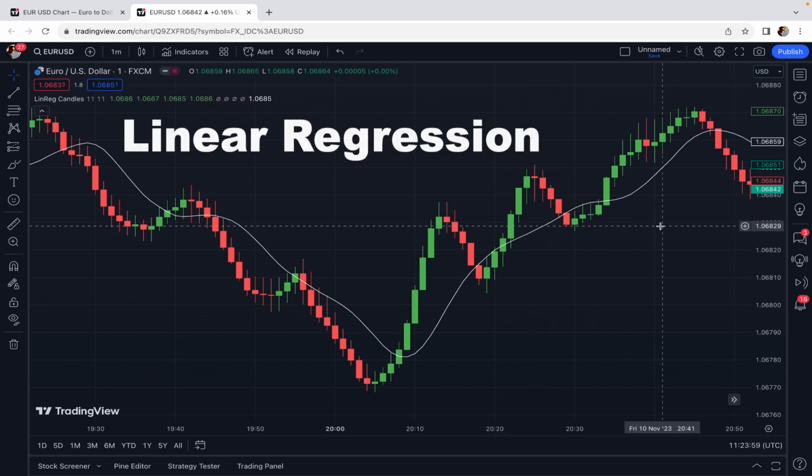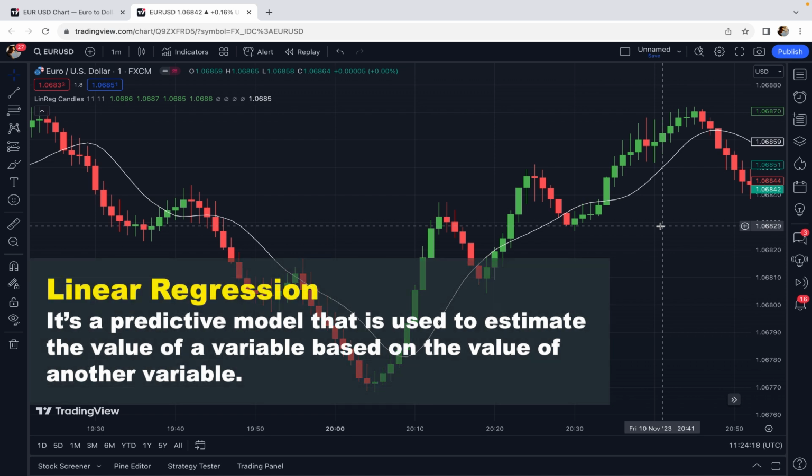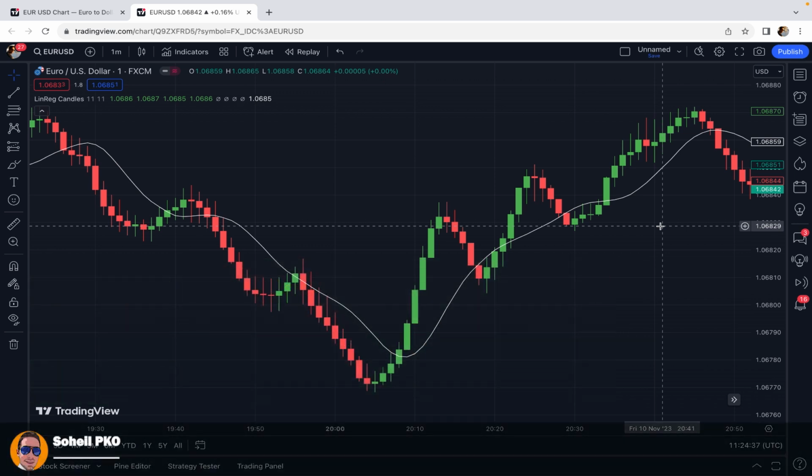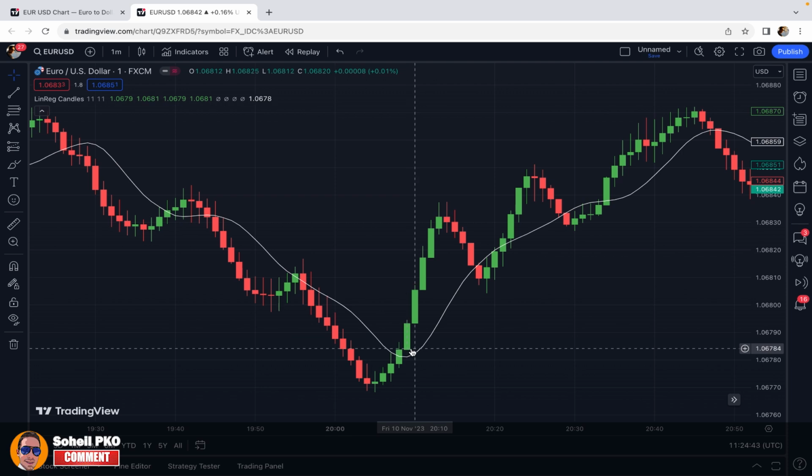and they are calculated with the help of linear regression. In case you don't know what linear regression is, in statistics, it's a predictive model that is used to estimate the value of a variable based on the value of another variable. It's a linear approach, and because of this, it can help us calculate trends because it offers a better estimate of trends. As you can see, we have smoother and less noisy candles.